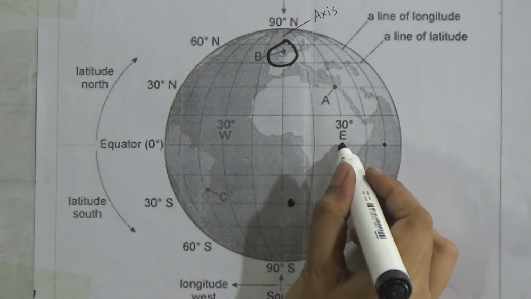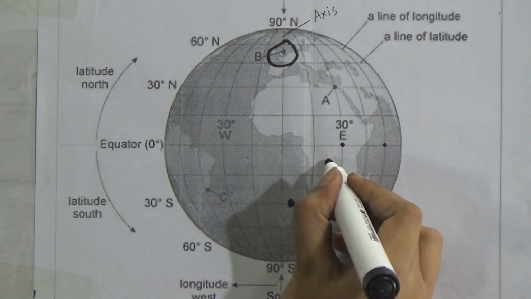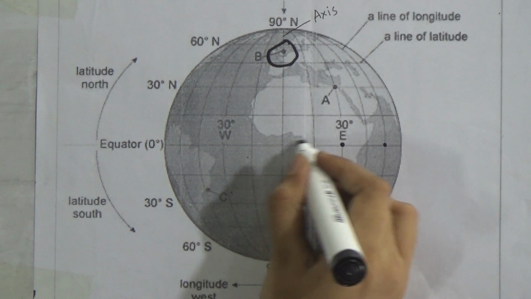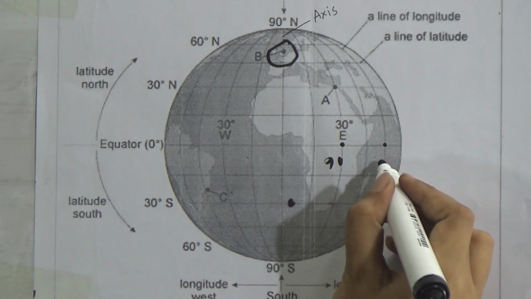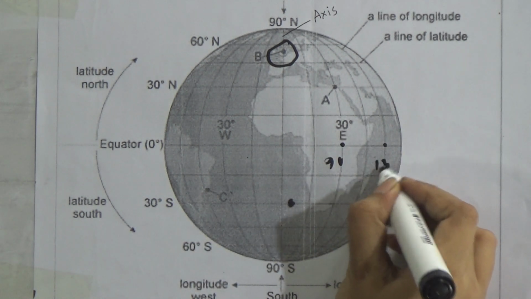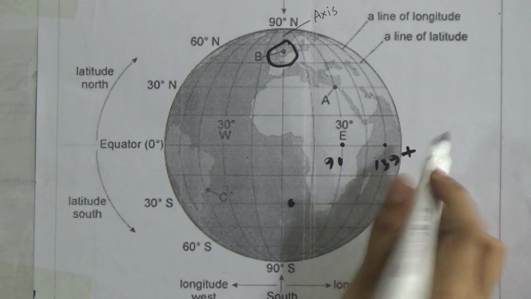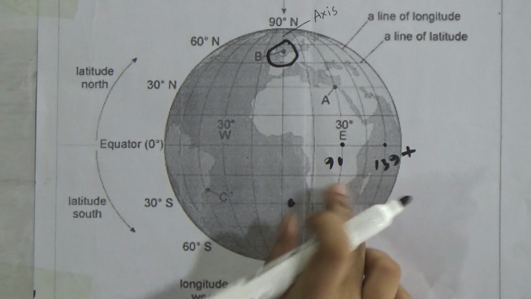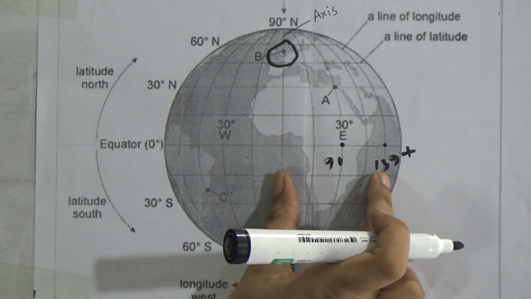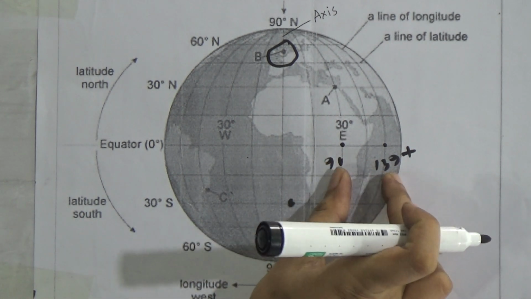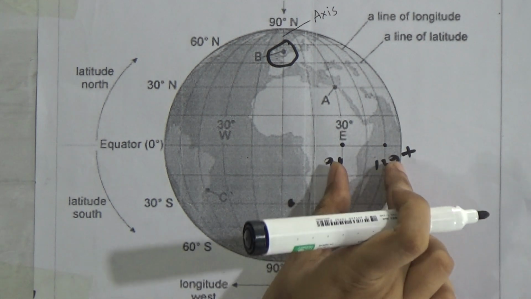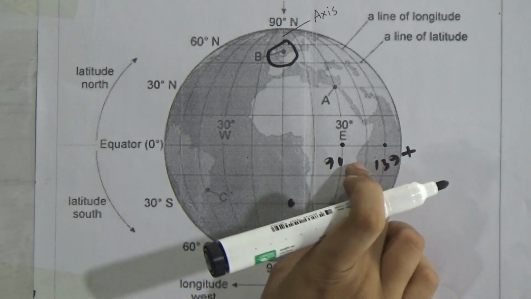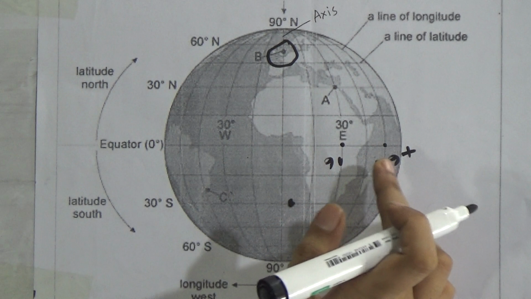It comes from here, suppose this is 90, and it comes till here, suppose this is 139 plus. So how will we determine the difference? This is 90 and this is 139. That means if we subtract the meridians, both, then we will get the proper difference.